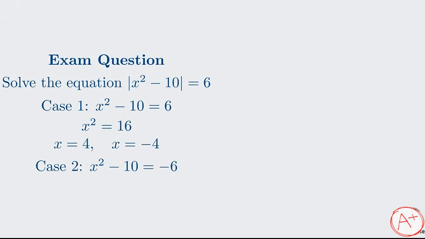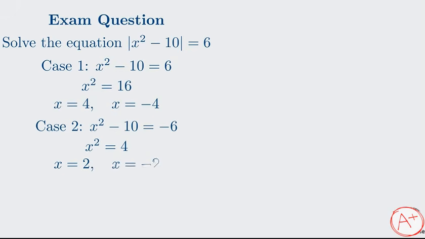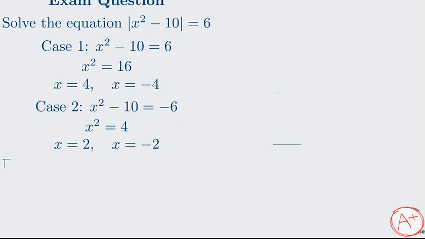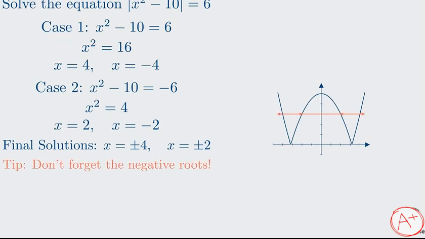Next, we solve for the negative case. Adding 10 to both sides gives x squared equals 4. Taking the square root gives x equals 2 and x equals negative 2. All 4 values are valid solutions. In an exam, ensure you list all 4 distinct values to gain full marks. Missing the negative square roots is a common way to lose marks.